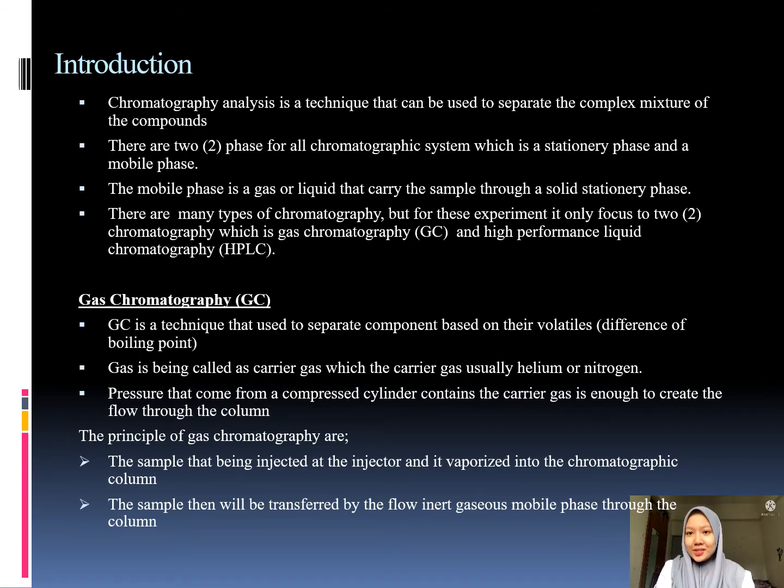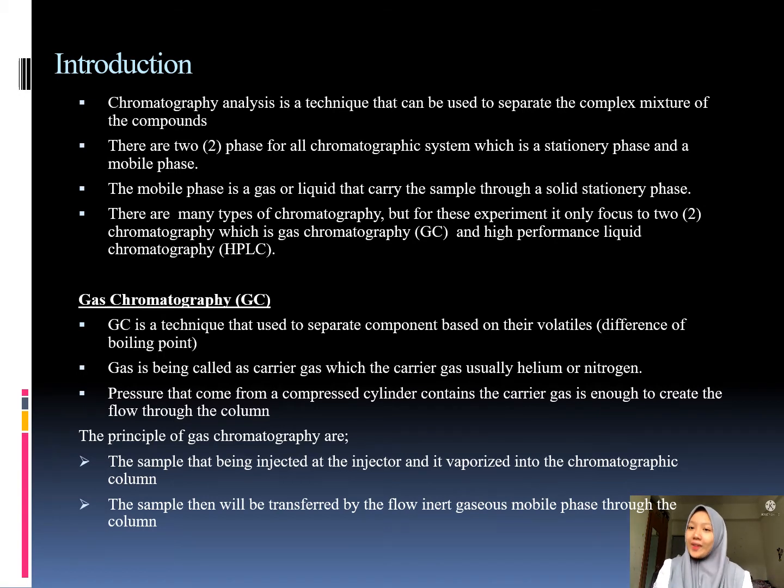Okay, now we move to the introduction. Chromatography analysis is a technique that can be used to separate a complex mixture of compounds. There are two phases in chromatography, which are the mobile phase and the stationary phase. The mobile phase is a gas or liquid that carries the sample through a solid stationary phase. There are many types of chromatography in the science world, but for this experiment we only focus on two: gas chromatography and high performance liquid chromatography.